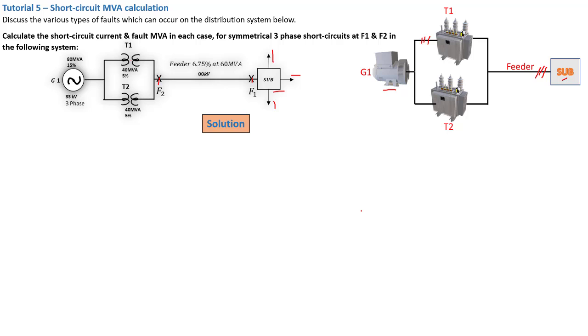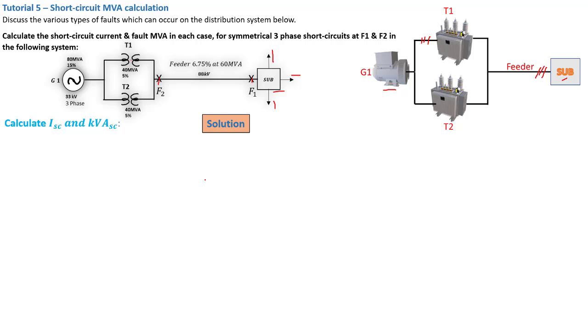Okay, now moving on to our solution. You'll understand that in order to be able to solve these problems, because this is a per unit system, you have to understand the per unit system. Why? Because we first need to convert this network into per unit impedances.